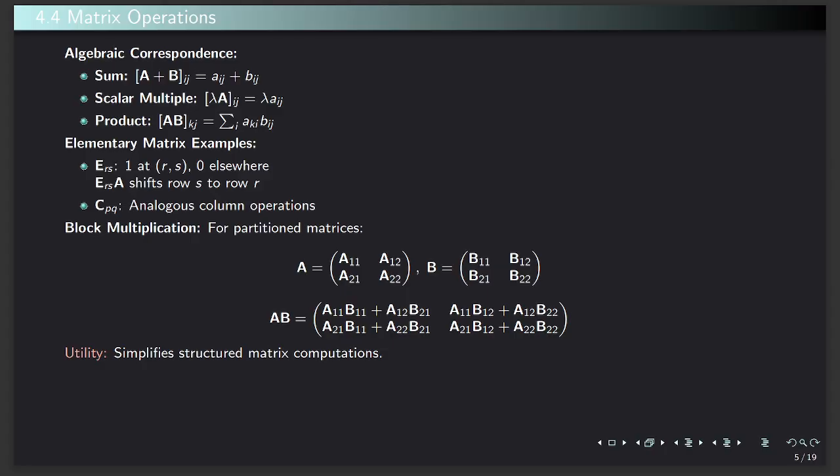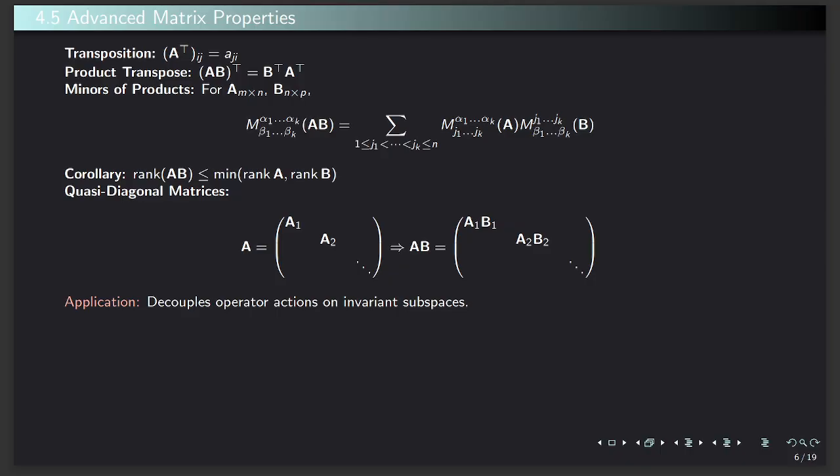For larger structured systems, block multiplication provides a powerful simplification that allows partitioned matrices to be multiplied as if their blocks were scalar elements, provided that the partitioning is compatible. The transpose of a matrix, A transpose, is formed by interchanging the rows and columns. A key property is that the transpose of the product is the product of the transposes in reverse order. This fundamental reversal is a structural property.